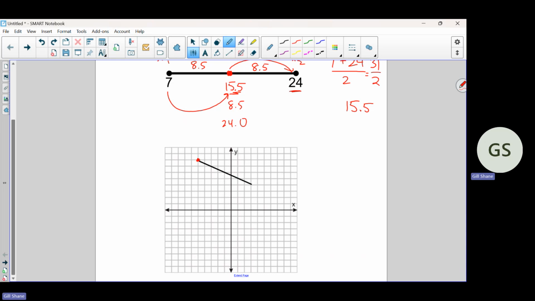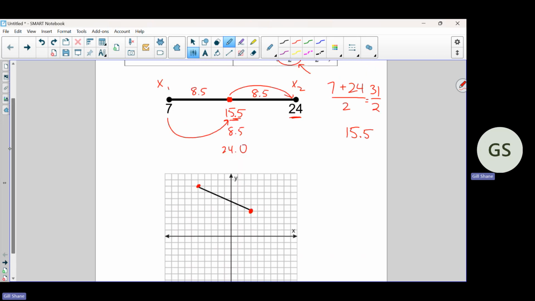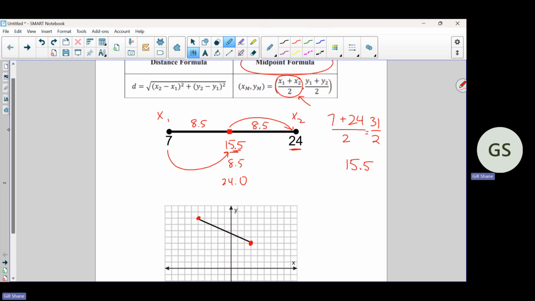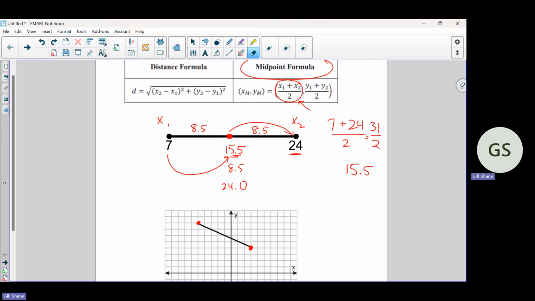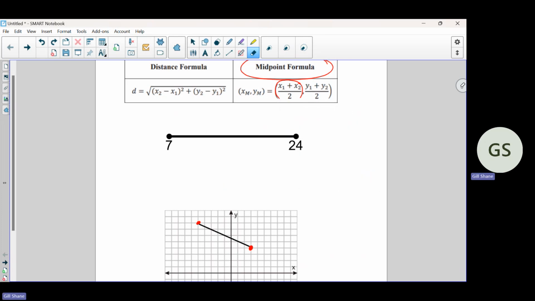So we would need to use the 2 endpoints, and now the midpoint formula is exactly set up for this. So again, I'm going to try to squeeze this all in. So let's go ahead and get rid of all this. You can go back and look at the recording, pause it if you need to see that. So first we have to figure out what our X and Y values are for each of the endpoints.